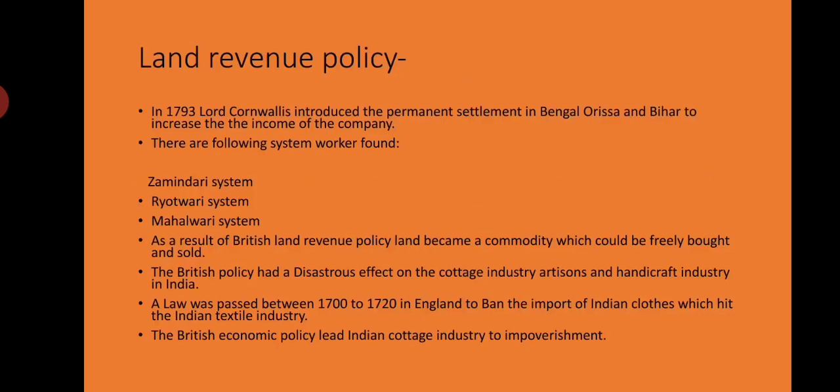As a result of the British land revenue policy, land became a commodity which could be freely bought and sold. The British policy had a disastrous effect on the cottage industry, artisans and handicraft industry in India. A law was passed between 1700 and 1720 in England to ban the import of Indian clothes, which hit the Indian textile industry. The British economic policy led the Indian cottage industry to impoverishment.